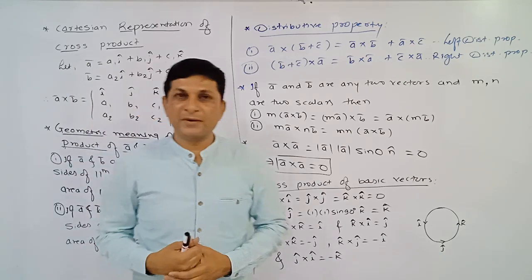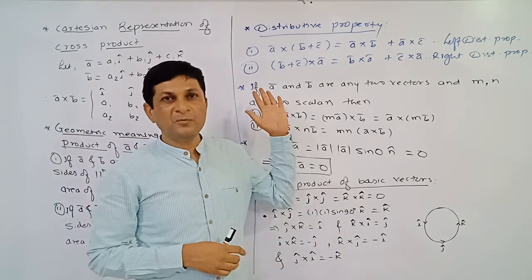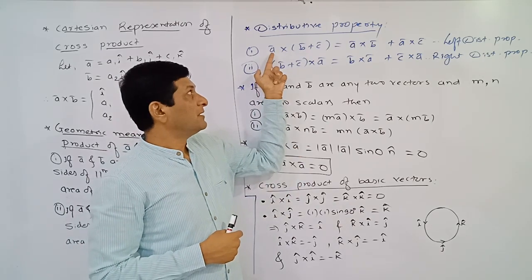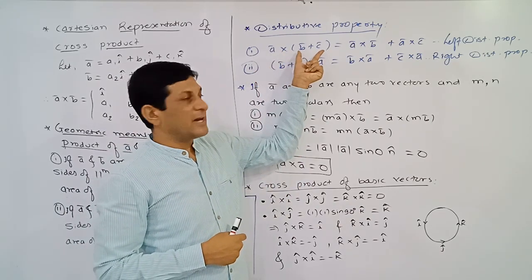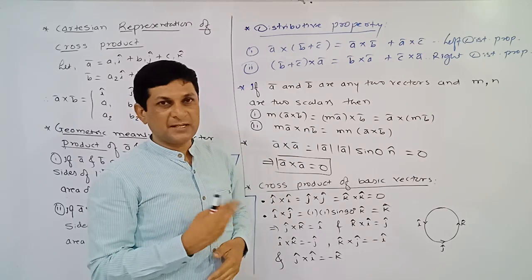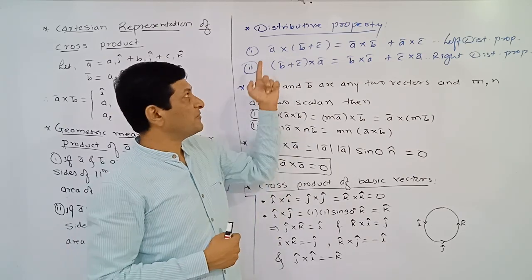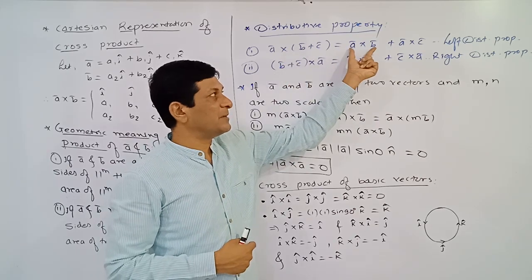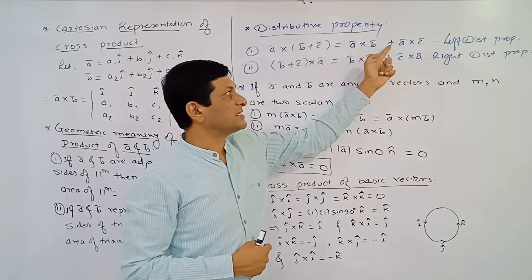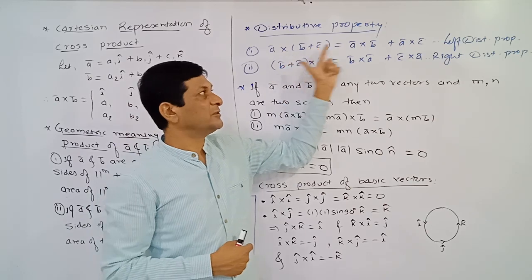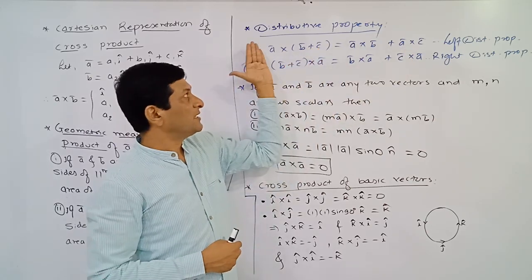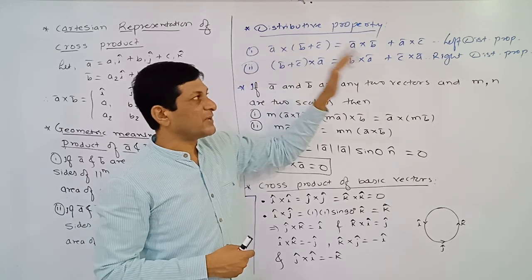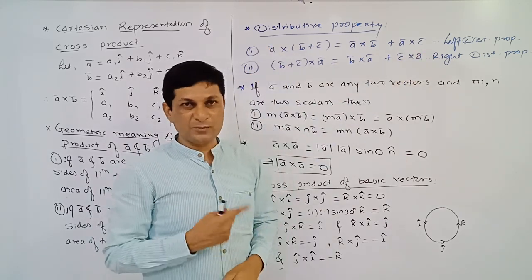So now we have already discussed the commutative property. Now let us see the distributive property. If a bar cross (b bar plus c bar) is there, with b bar plus c bar in one bracket, then according to the distributive property, first we take the cross product of a bar with b bar. So we get a bar cross b bar, plus, keep it as it is, then take the cross product of a bar with c bar. Since we are applying this product from the left hand side, it is called the left distributive property.